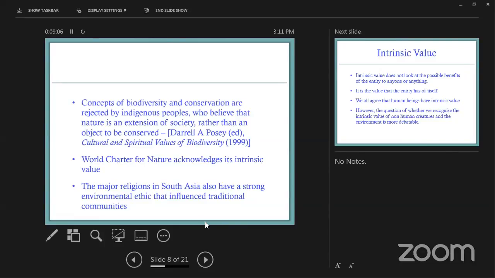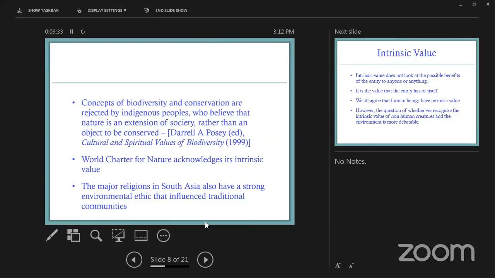And in the same way, Darrell Posey, in his book, Cultural and Spiritual Values of Biodiversity, says that indigenous people don't really accept these concepts of biodiversity and conservation, because they don't see biodiversity and nature as something to be conserved. They just see it as a part of themselves.